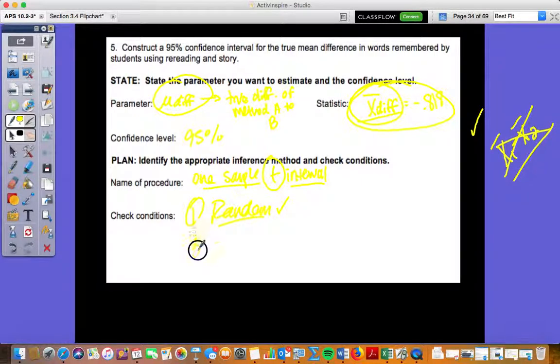Number 1, random. Number 2, what do we show? The 10% condition. Do I need to show this? Can we skip this? Y'all know how to show that, right? I think we're good on that. We've done that like a bazillion times. Please put a note here, put show, okay? That doesn't mean skip it on the test.